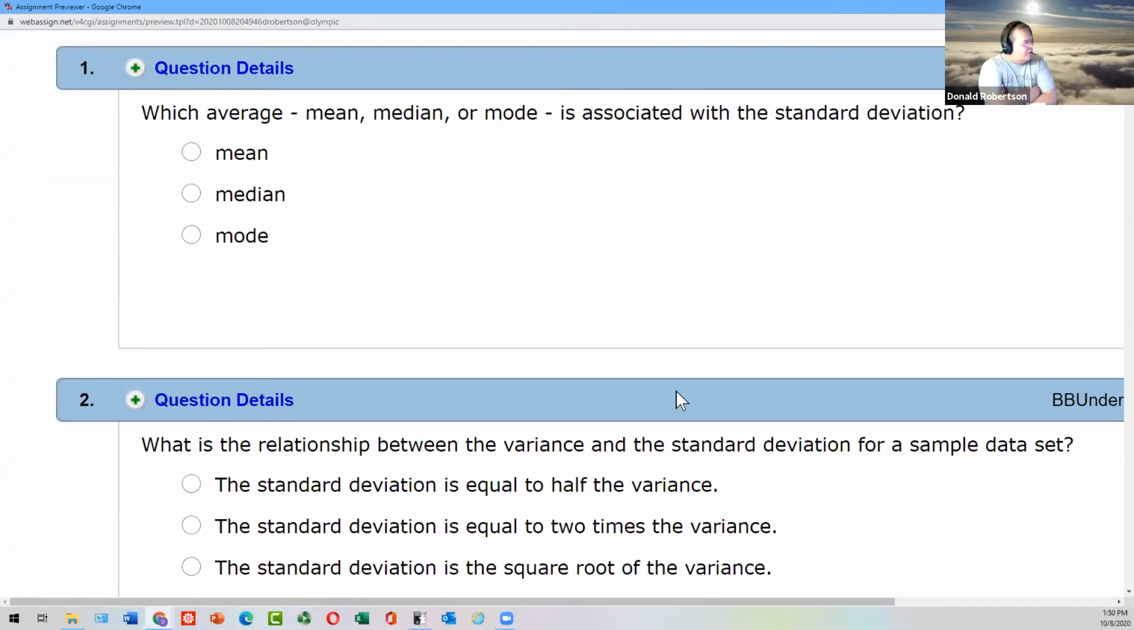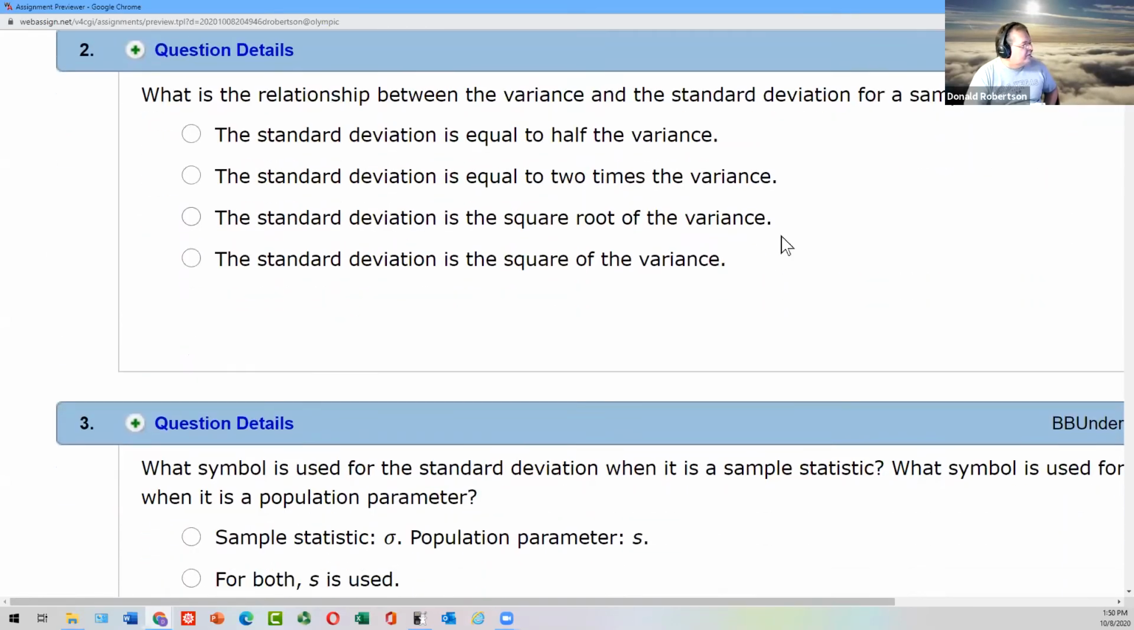So the first question: which average, mean, median, or mode is associated with the calculation of the standard deviation? Which one of those 3 did I use when I did the horrible thing by hand? Didn't you use the mean? I did. End of the question. I didn't really say a lot about this, but I did mention it. So hopefully if you're paying attention, you caught it.